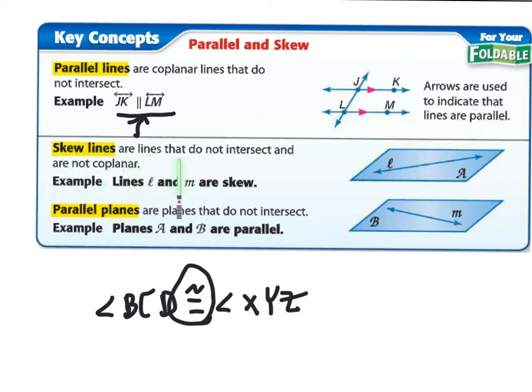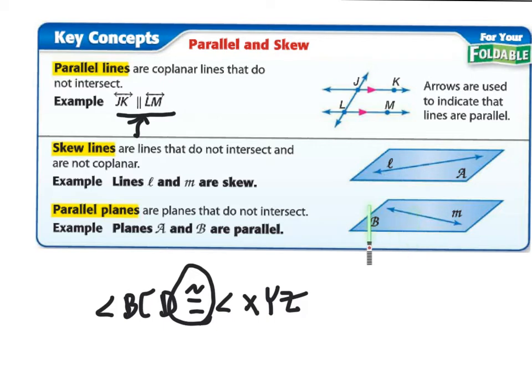Skew lines are lines that do not intersect and are not coplanar. Here's an example of a line in this upper level plane. Think of it like a table, and then there's a line on the table. And then this could be like the floor. These lines don't intersect, but yet they're not in the same plane, so that's called skew lines.